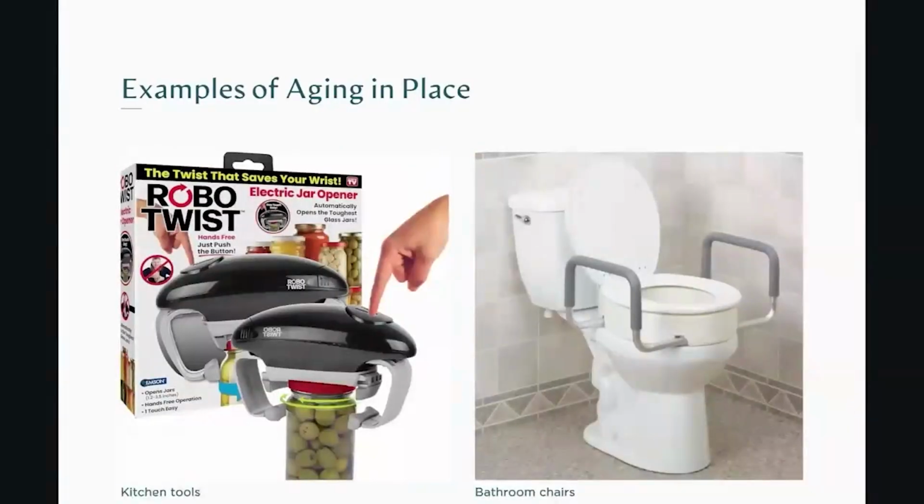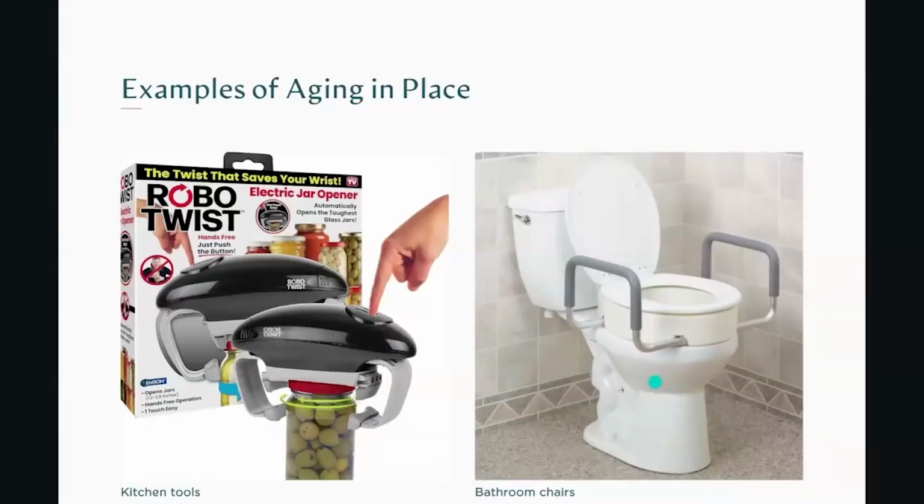Some product design. So things like kitchen tools, things that might be able to open those pesky jars that are super hard to open, or just any kind of safety tool in the kitchen, especially, can be considered aging in place. If somebody, let's say they're completely independent, but they might be getting arthritis in their hand and they can't open jars like they used to. Something like this can really bridge that gap to independence.